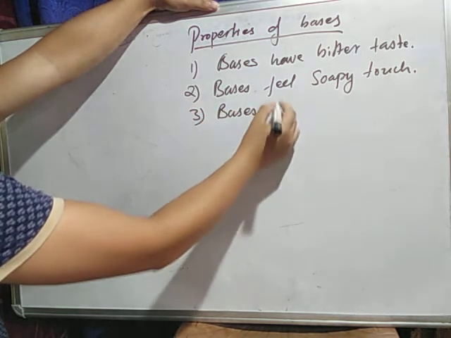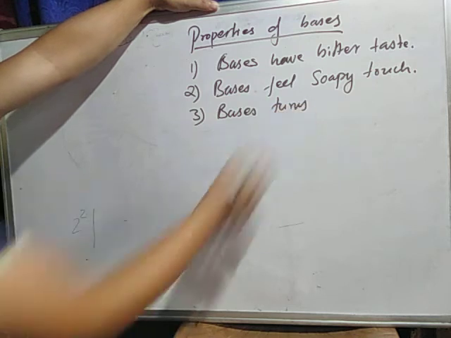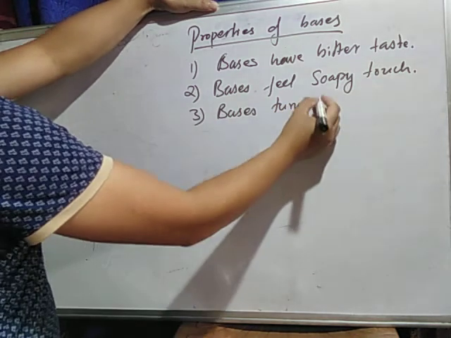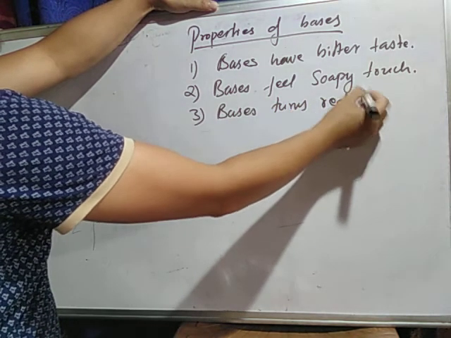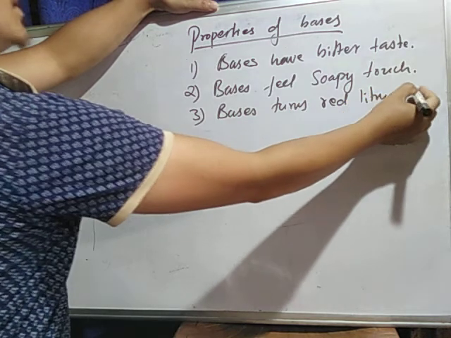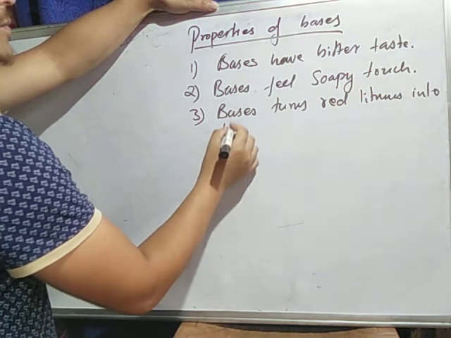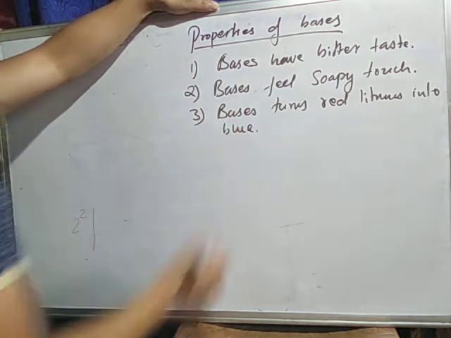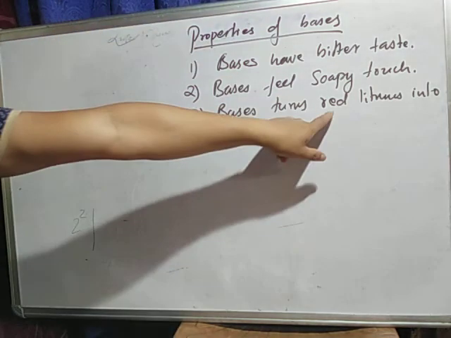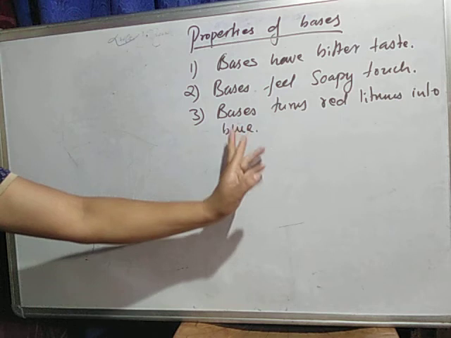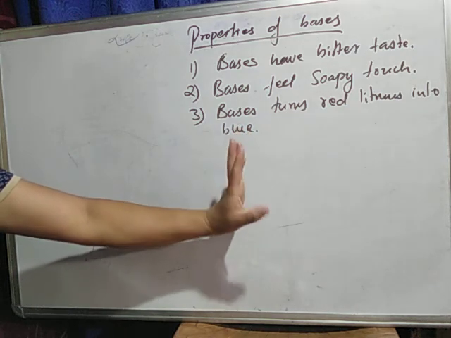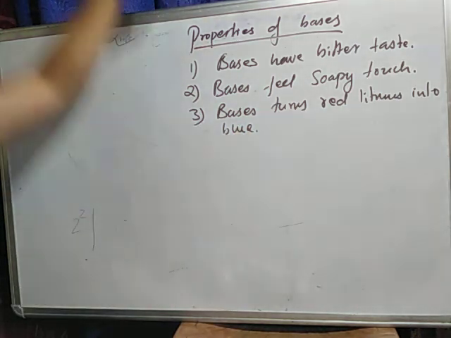Next, very important, bases turn red litmus into blue; acid turns blue into red. Clear? So for testing a base, which litmus should be taken? Red litmus. Then dip it into a base, you'll get blue color, and that particular substance is your base.